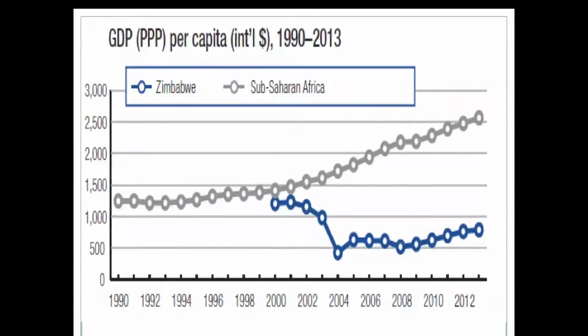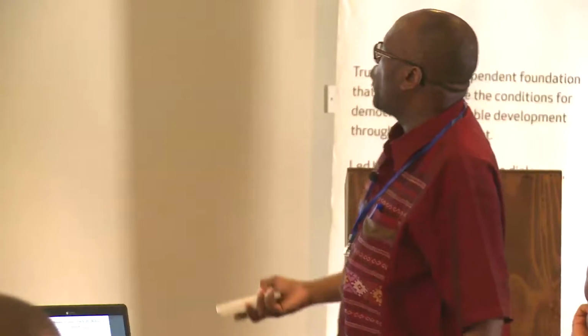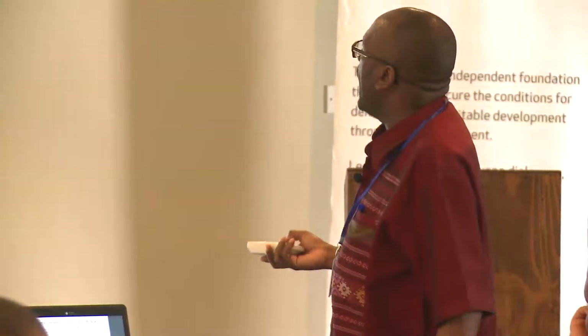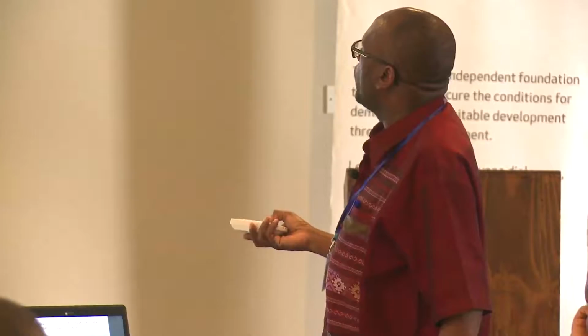You look at poverty levels. These are the latest figures from Zimstat on poverty. You can see that in Zimbabwe, we are atypical. 72% of our people are languishing below the poverty line. And it has actually even worsened.